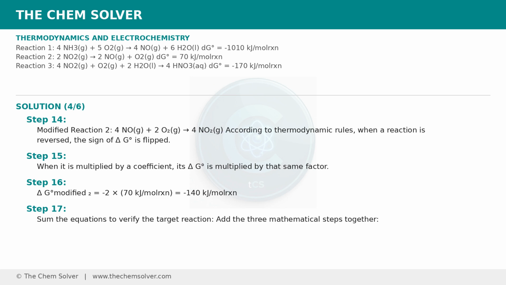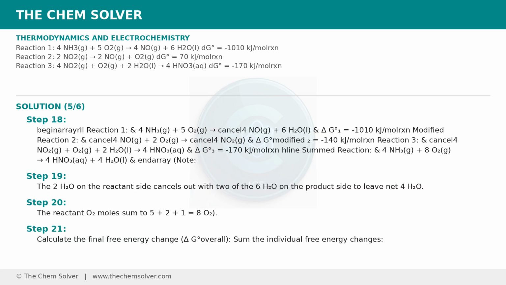Sum the equations to verify the target reaction. Add the three mathematical steps together. Reaction 1: 4NH3 + 5O2 gives 4NO + 6H2O, and ΔG°1 is equal to minus 1010 kilojoules per mole of reaction.